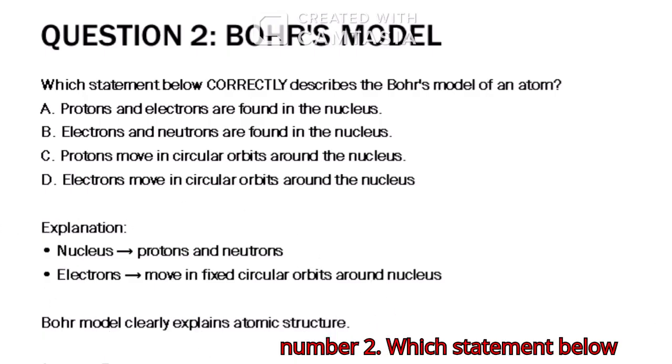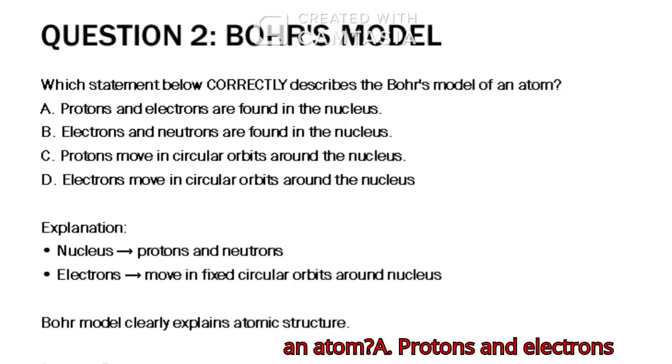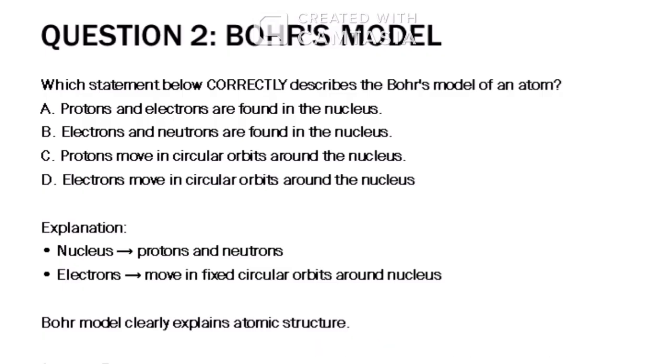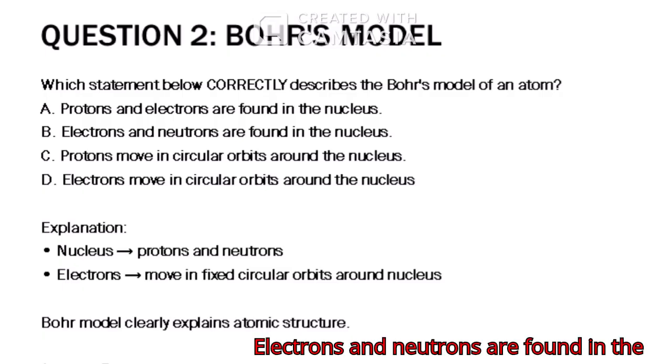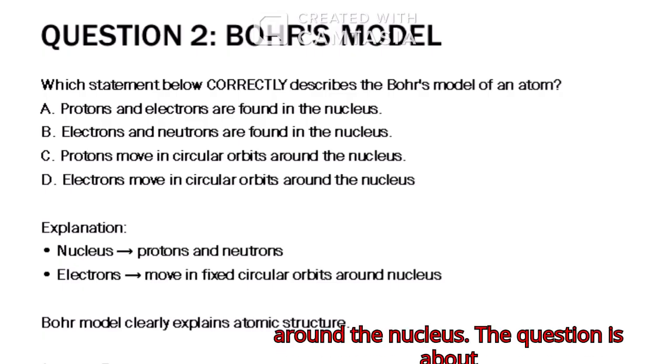Question number 2. Which statement below correctly describes the Bohr's model of an atom? A. Protons and electrons are found in the nucleus. B. Electrons and neutrons are found in the nucleus. C. Protons move in circular orbits around the nucleus. D. Electrons move in circular orbits around the nucleus.